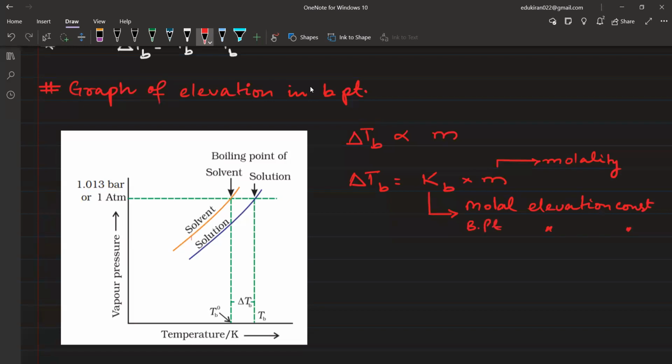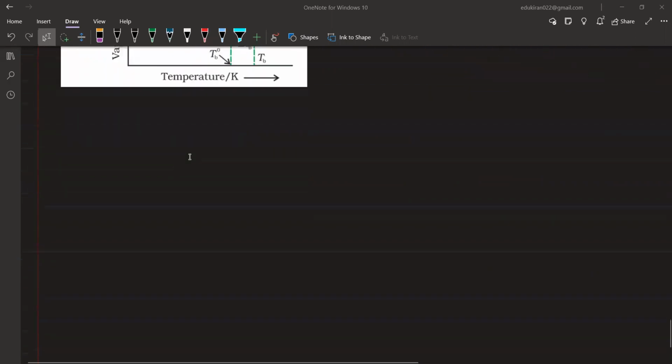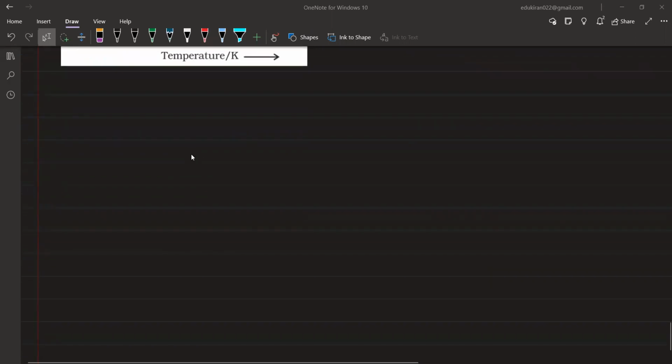It is also known as ebullioscopic constant. Done, everyone? Yes or no, please tell me. Right, next. What is molal elevation constant?